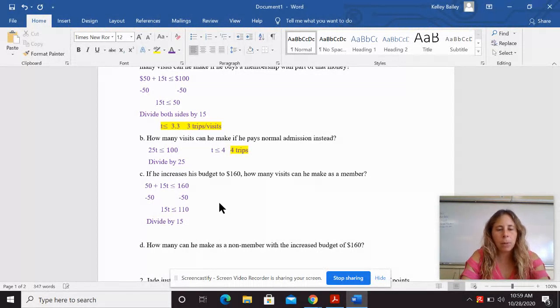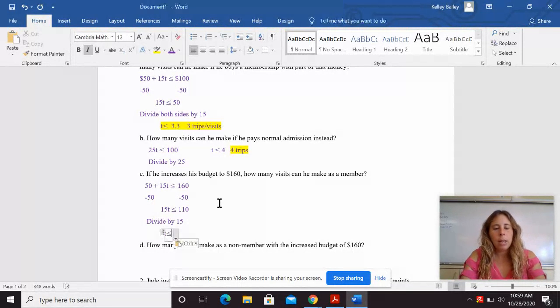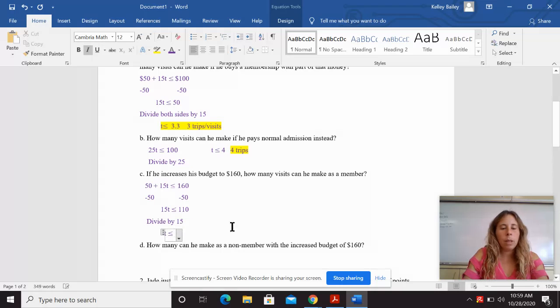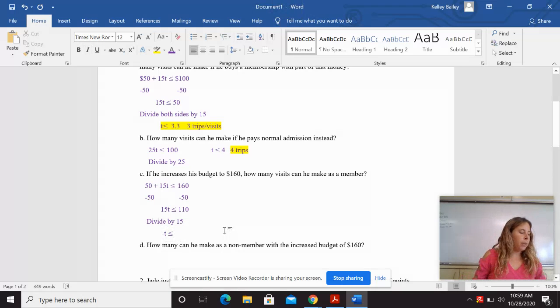So 15 divided by 15 is 1, which is just t. Little t, less than or equal to 110 divided by 15. I don't trust the book. 110 divided by 15 is 7.3.